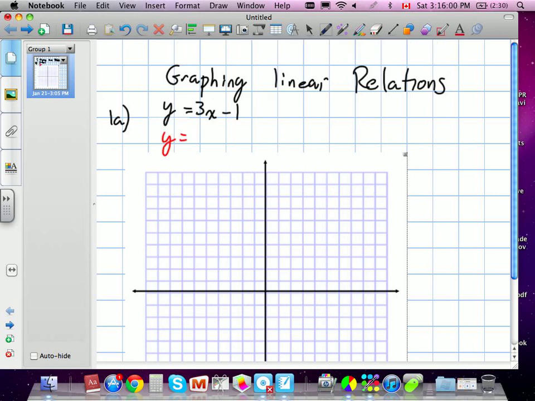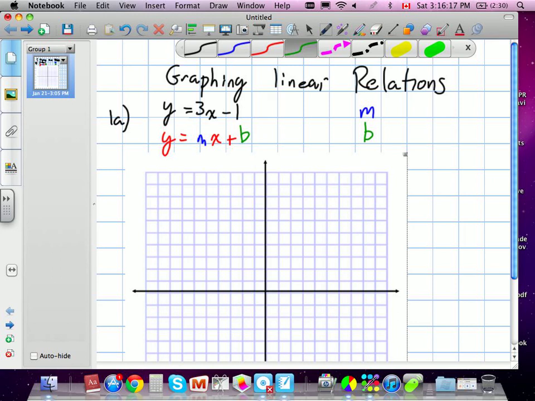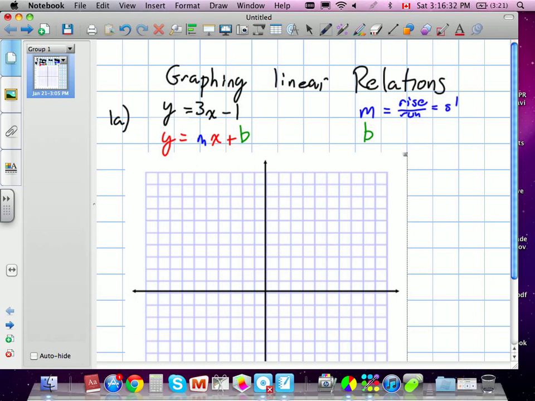Y equals, I'm going to color code these, mx plus, and then green will be b. Do you remember m and b at all? No. It's okay. Okay, m deals with slope. Slope is like rise over run. It's moving up and over, up and over. We're drawing straight lines. That's what a linear relation is, okay? So m is equal to, they usually call it rise over run, okay? Or slope. Okay. And your b is your y-intercept.